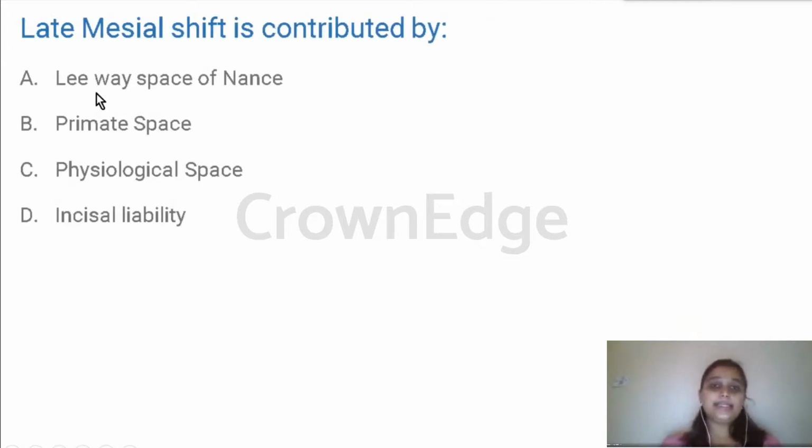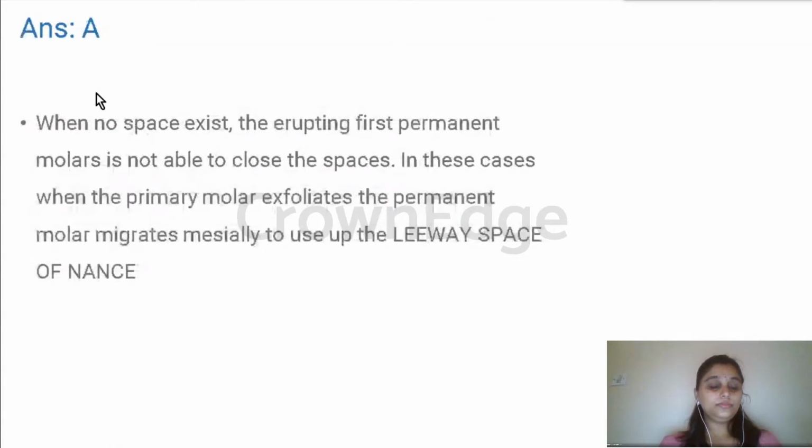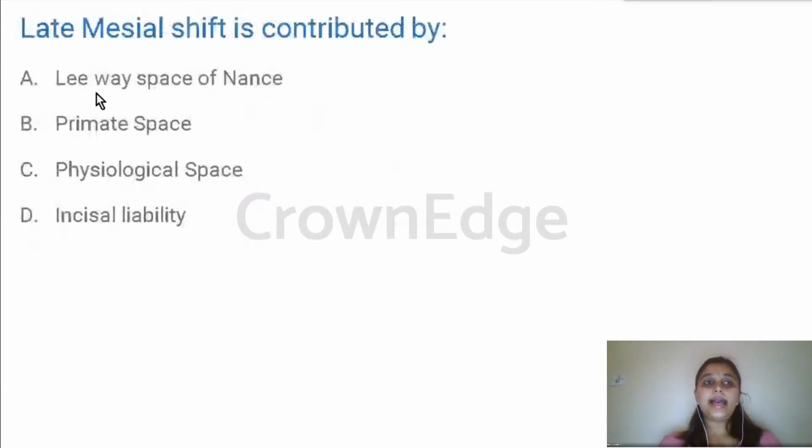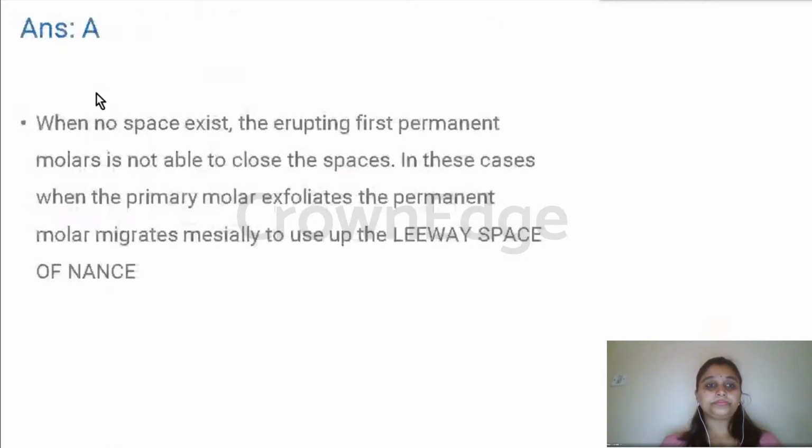Late mesial shift, like I said, is the second phase during the development of your mixed dentition. Okay, so the late mesial shift is because of your. Can you please tell me the answer? Okay. It is the leeway space of Nance. Remember like this: L for late, L for leeway. You will never make a mistake again.